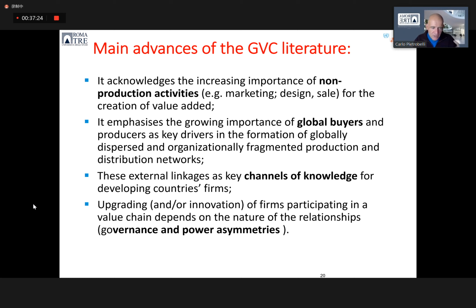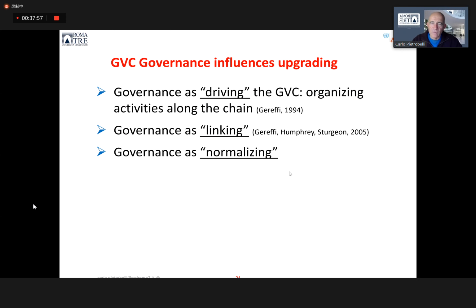the nature of the relationships within a value chain is very important for the implications that the value chain can have on upgrading, learning, innovation, the value added and the benefits accruing to local firms and local suppliers. And notions such as governance, the explicit consideration of power, and the asymmetry of power prevailing in value chain has also been emphasized by this kind of literature.